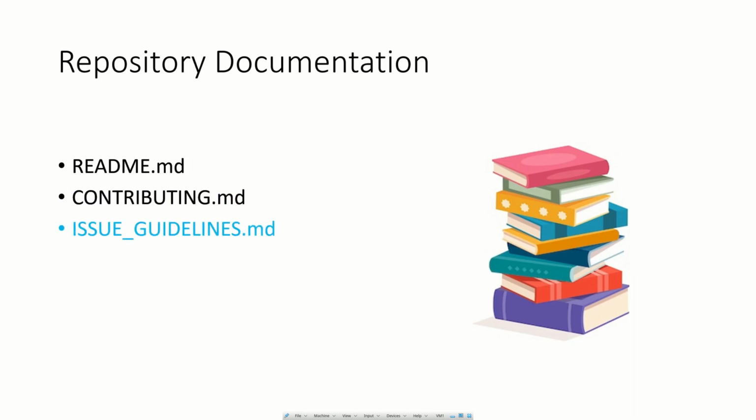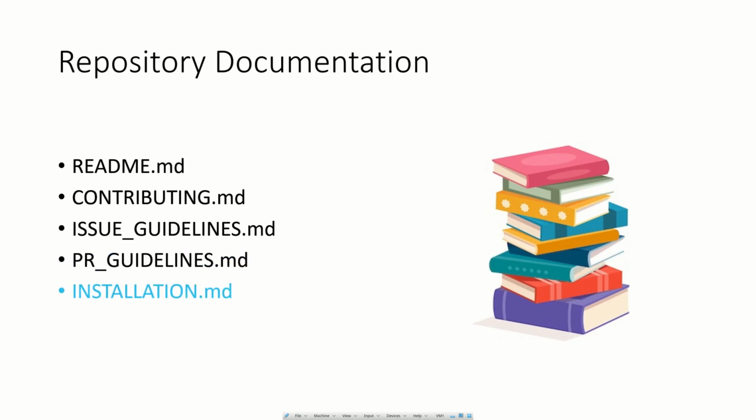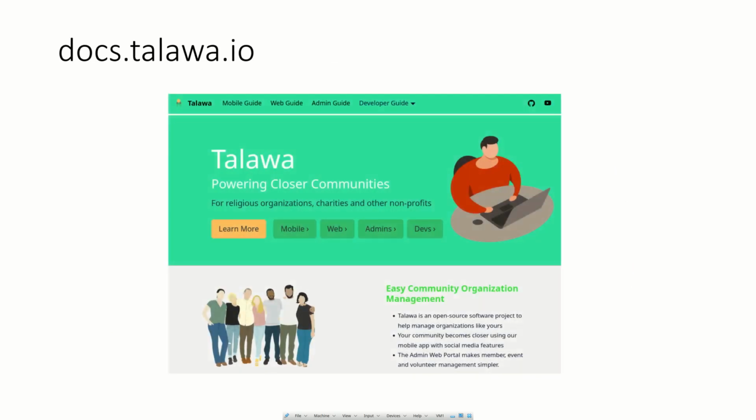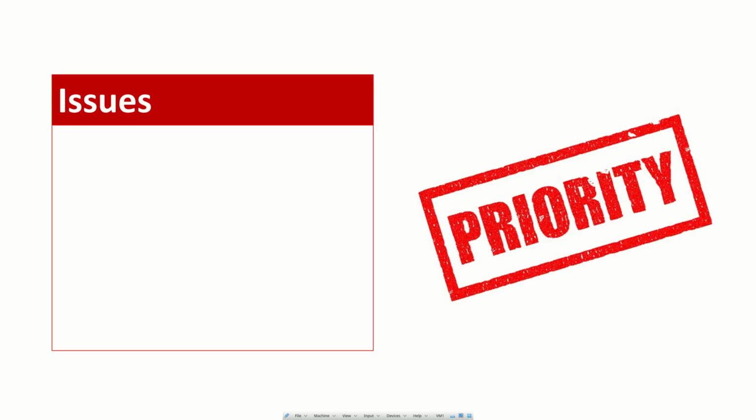There's also an issue guidelines file which talks about what you need to do in order to create new issues with our repositories. There's a PR guidelines file for pull requests. Most of the repositories have an installation guide, and some of them will have a configuration guide as well. We also have the docs.talawa.io website where you can get further information, mobile guides, web guides, admin guides, and developer guides as well.